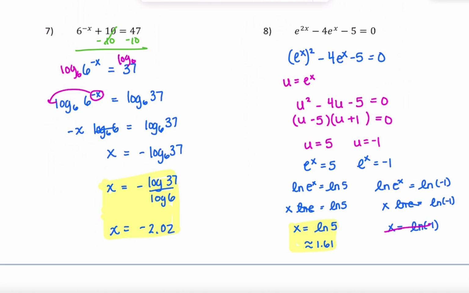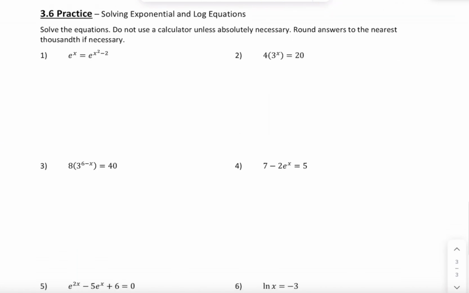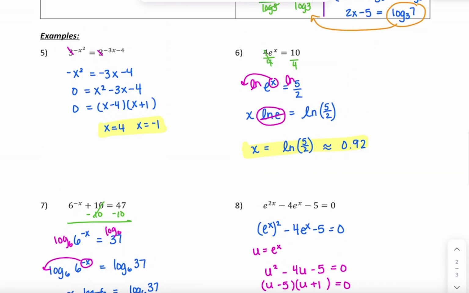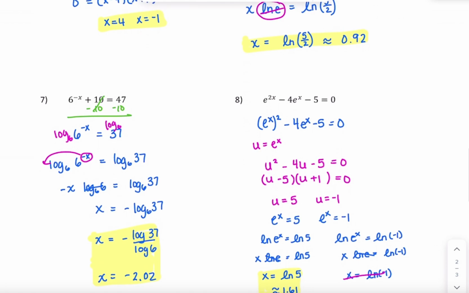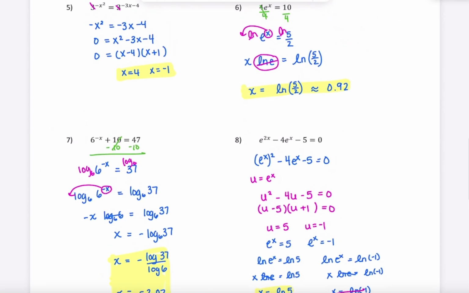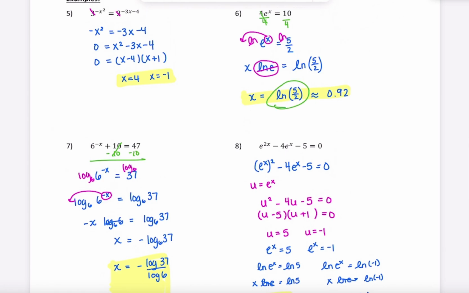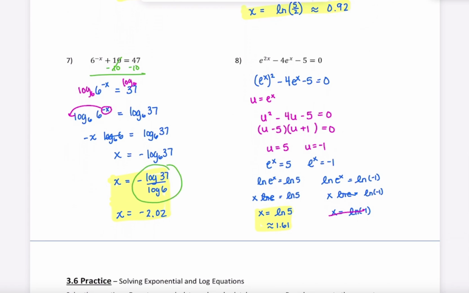All right, so practice is your homework. And for the practice, it's a mix of exponential and log equations. So quick summary, for exponential equations, you either match bases, or if you can't match bases, then you take the log of both sides to bring that exponent down. And you don't use a calculator unless it's absolutely necessary. The only time when you should be using a calculator is when you get down to the final answer and you want to figure out what the ln of 5 over 2 is, or down here if you need to divide to figure out what the log of 37 divided by log of 6 is.